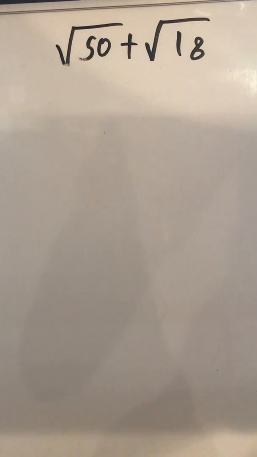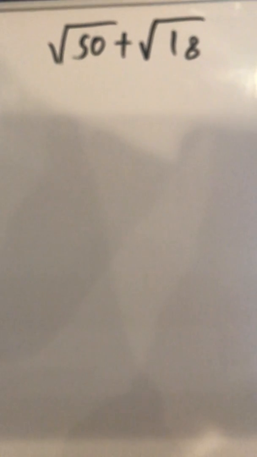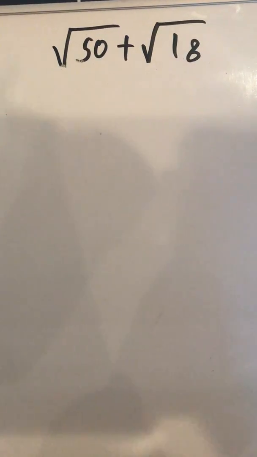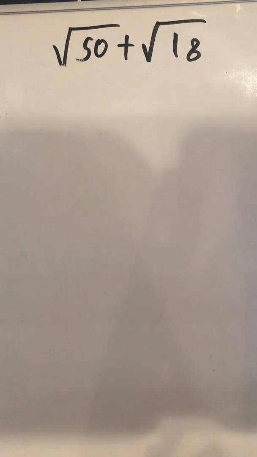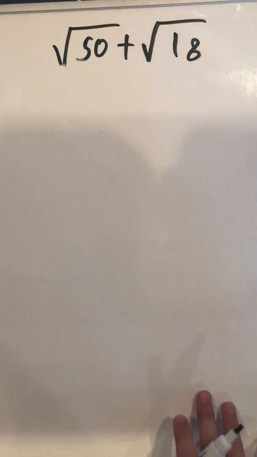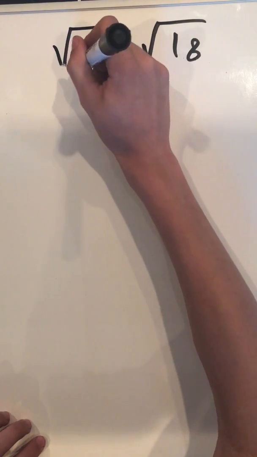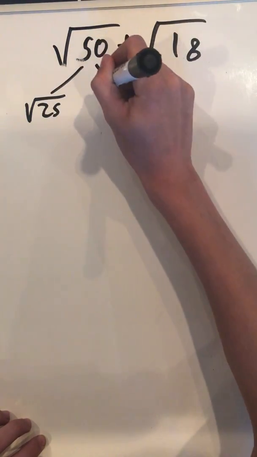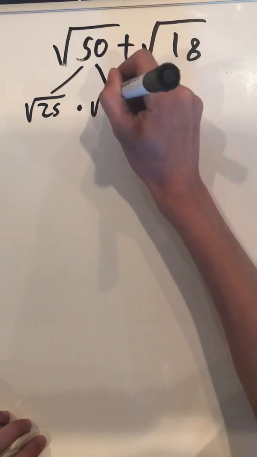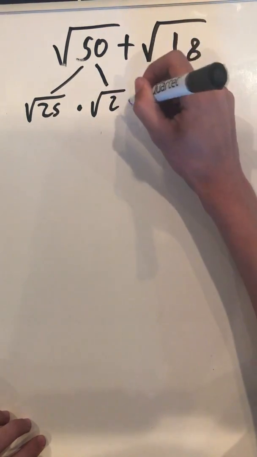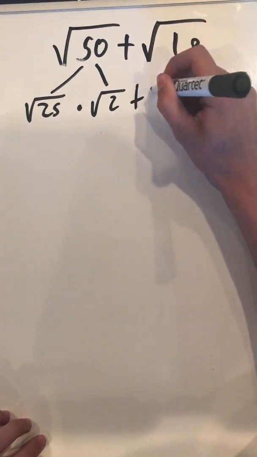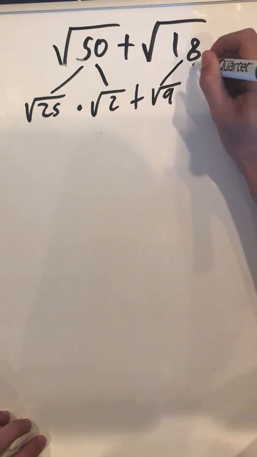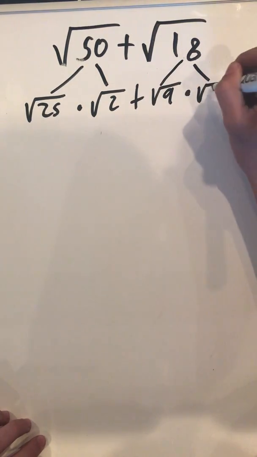Now, moving over to problem 3B. We have the square root of 50 plus the square root of 18. Now the first thing we need to do to add these is to put them into like terms. Easiest way to simplify the square root of 50 is to break it down to the square root of 25 times the square root of 2. Now, plus, for 18 we'll go with the square root of 9 times the square root of 2.